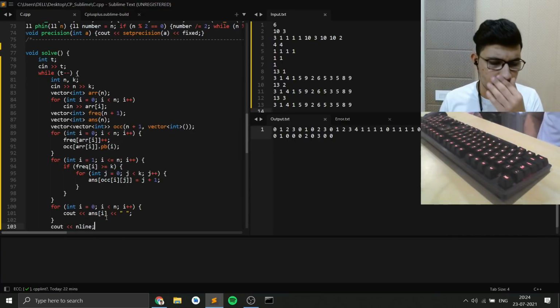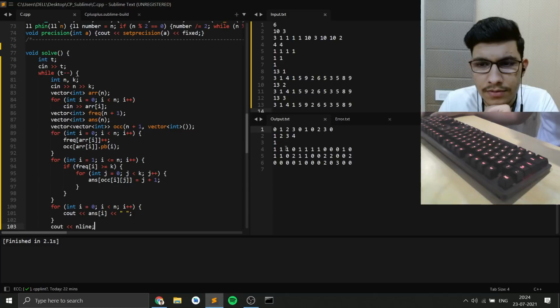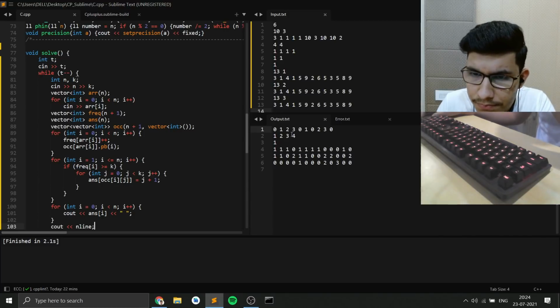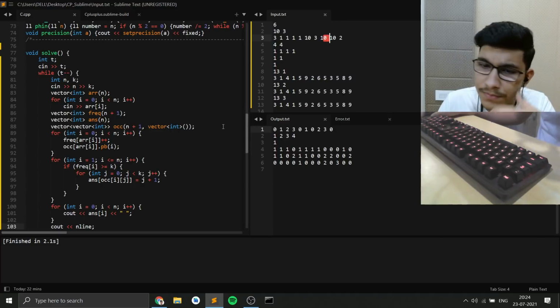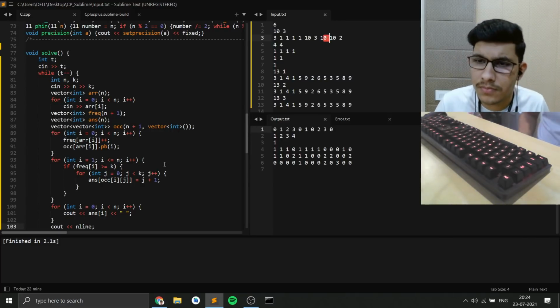So here I've already colored those cells which have an occurrence of greater than or equal to k. So here 1 has been colored, 10 has been colored. Right. Now how many more colorings can I have?